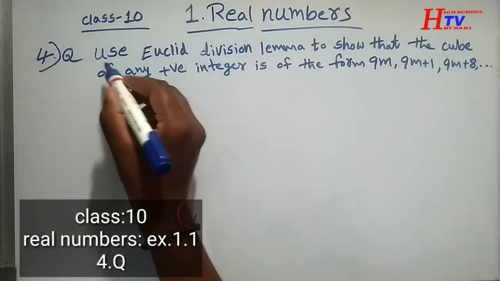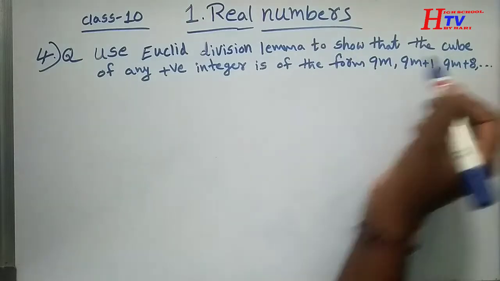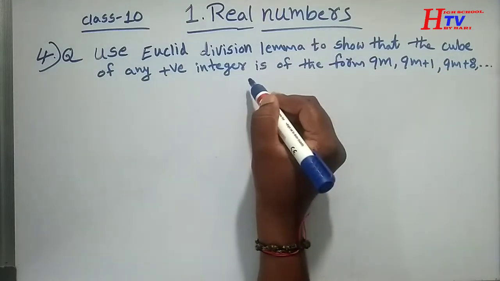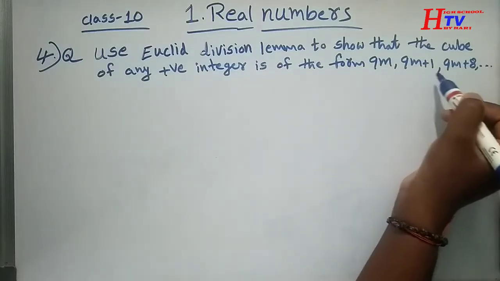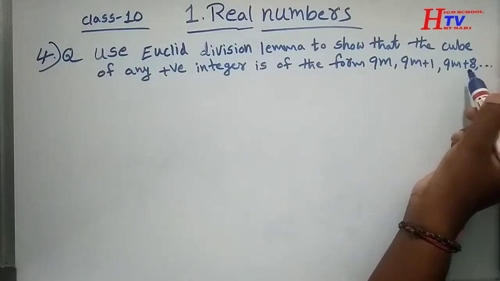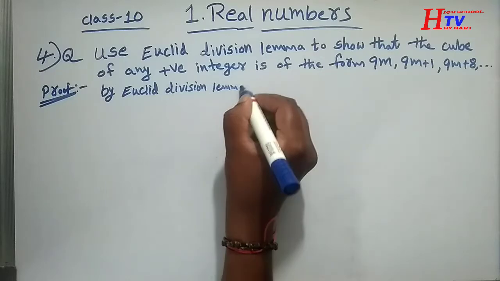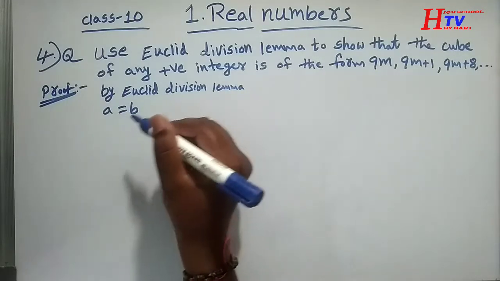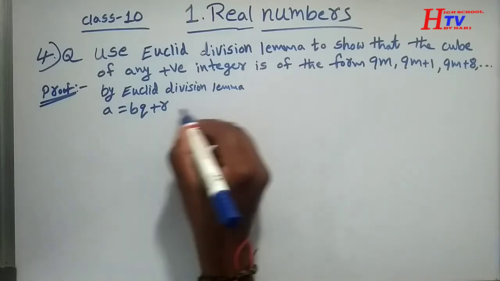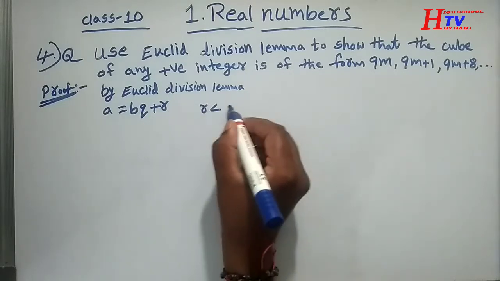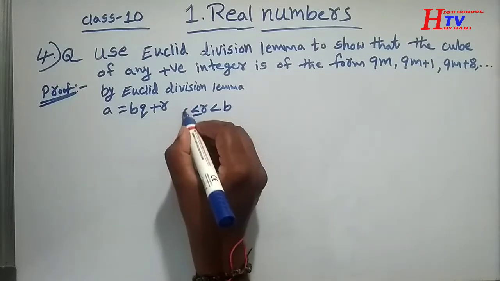Look at the question. Use Euclid division lemma to show that the cube of any positive integer is of the form 9m, 9m plus 1 or 9m plus 8. By Euclid division lemma, we can represent a number a equals to b q plus r. Here the condition is that remainder r is less than b, the divisor, and greater than or equal to 0.